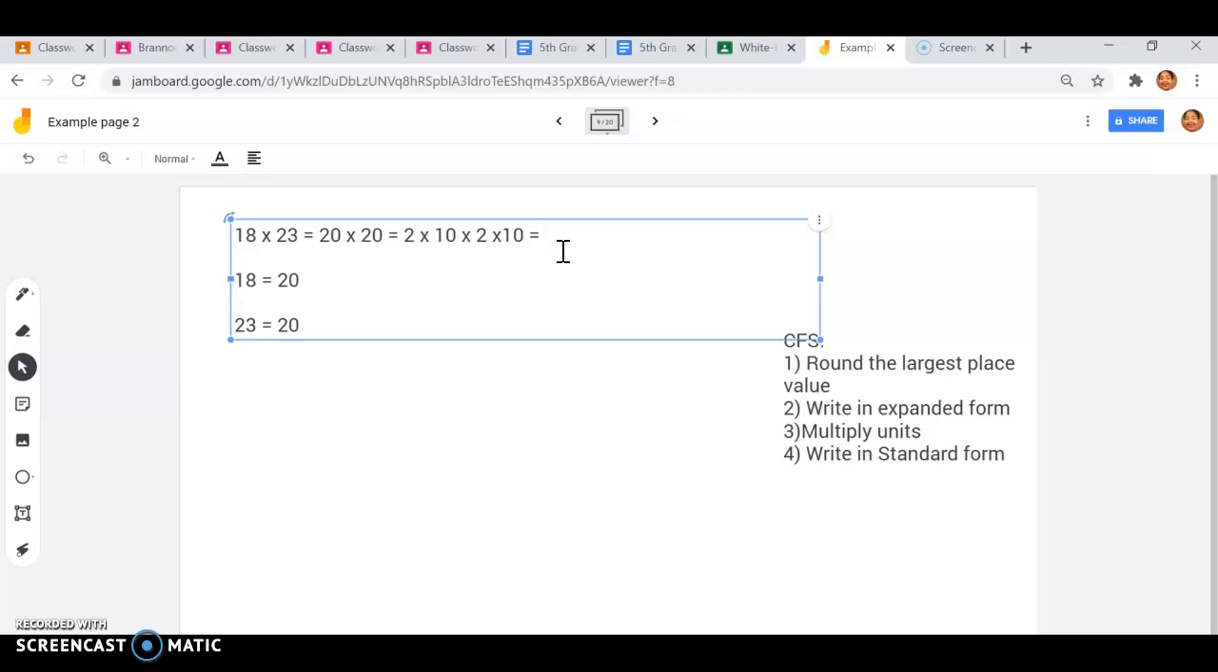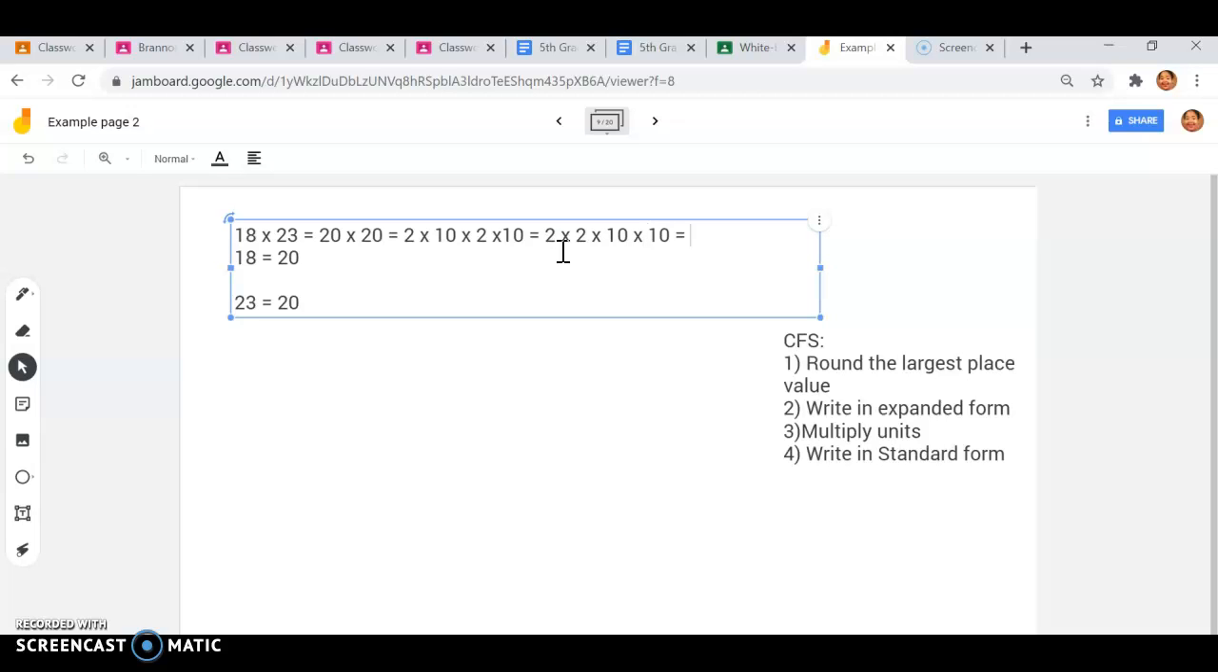So now we're just going to regroup. We're going to put our 2s together, kind of like terms. So we're going to have 2 times 2 times 10 times 10, right? Then step number 3, or CFS number 3, says we're going to multiply our units. So basically what we're doing is multiplying those like units.